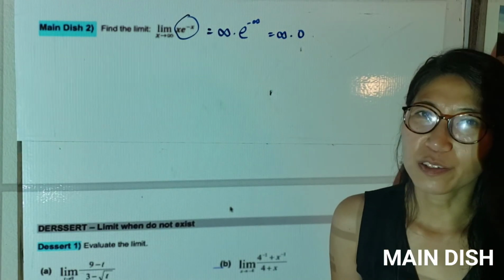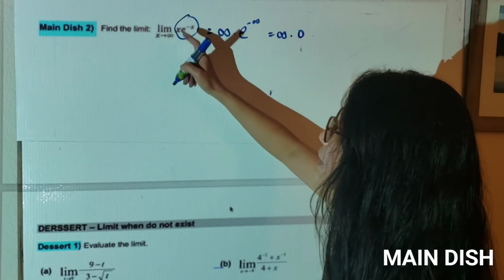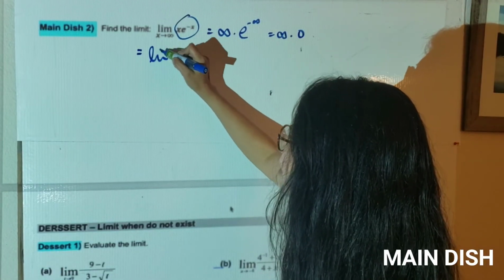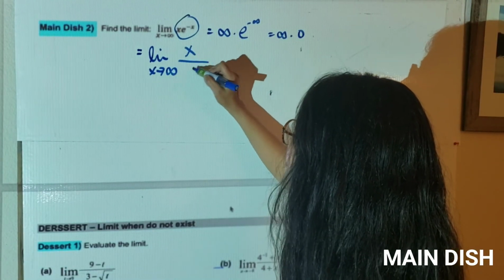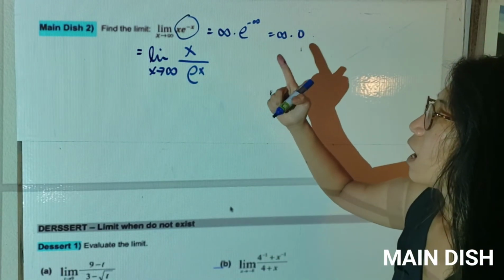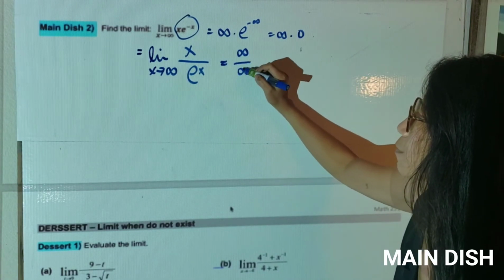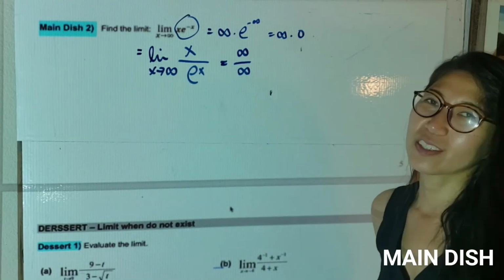So can I use L'Hopital's rule? No, not yet, but you have to see carefully what the negative power means. I can write this one this way, right? Do you agree? Then I'm going to apply infinity. That makes infinity over infinity. Everybody agree? And now we can use L'Hopital's rule.